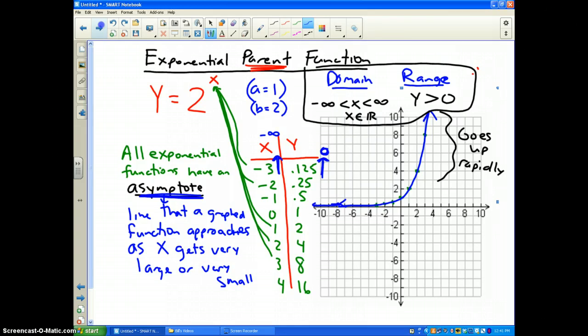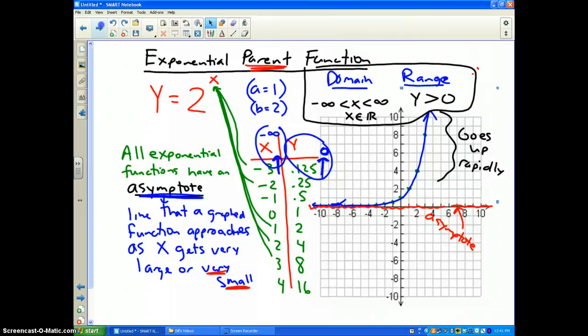Now, in this case, x is going towards negative infinity, therefore y is getting closer to 0. As x is getting very small, it is approaching this line right here that I'm squiggling in red. That's called the asymptote. That red line. It's on all graphs that are exponential. If you have questions about that, make sure you ask me in class. But otherwise, please pause the video. And I'm going to go on.